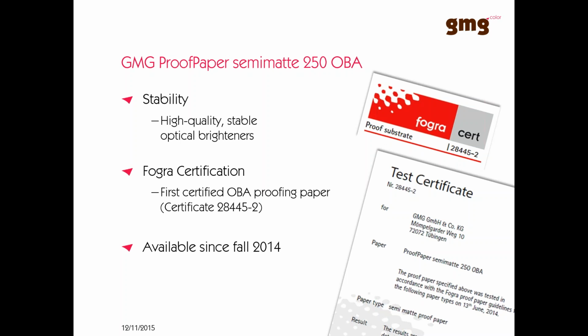I heavily recommend, even though you may still proof FOGRA39 because most of your customers are still delivering FOGRA39, make a FOGRA39 proof on an OBA paper and you will see how big the advantage is of having this fluorescent effect on the proof as on the print, even though it's still a yellowish simulation.